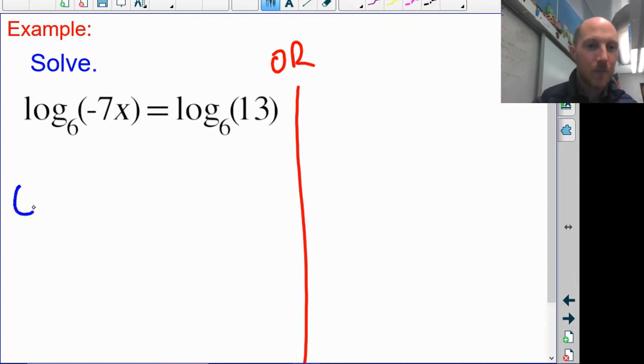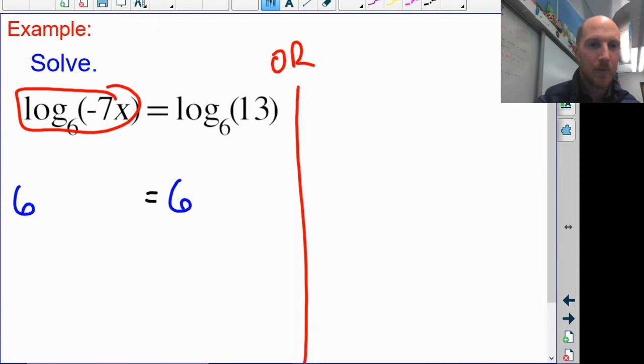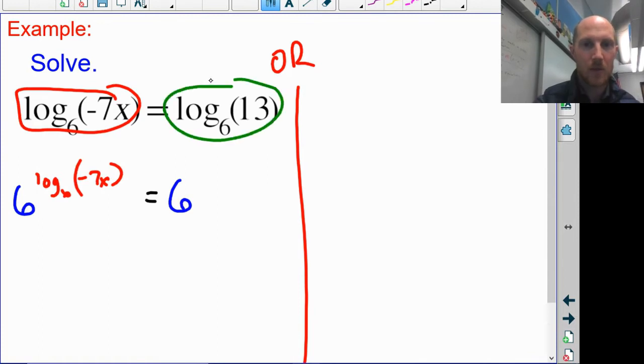So 6 will be the base of my exponent on each side of the equal sign. That's going to be my exponent on the left side. That's going to be the exponent on the right side. Inverses, log base 6, 6 to the power of, those are going to undo one another. Same happens on the other side. So negative 7x equals 13. And our remaining step is solve for x.